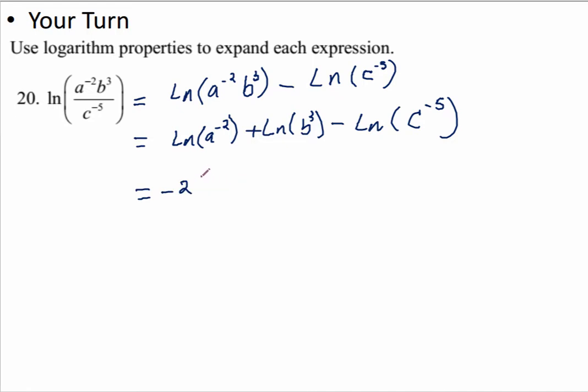ln of a, plus 3 ln of b. And then a negative and a negative is going to be a positive, so that's going to be plus 5 ln of c. Okay, and that's as broken up, as expanded as we can get it.